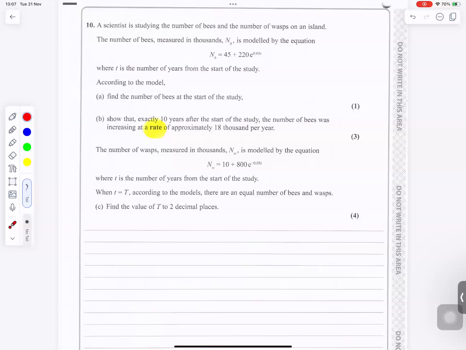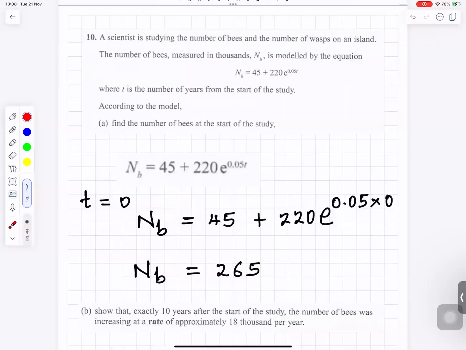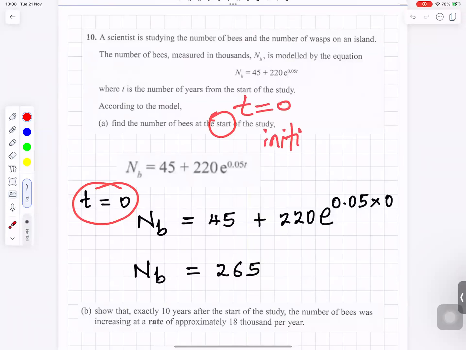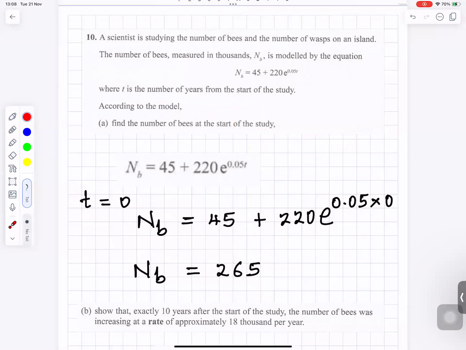So question number 10, find the number of bees at the start of the study. So at the start, t equals 0. Whenever I say start, put t equals 0. Sometimes they might say initial. So put t, time, as 0 in there. It will be e to the power 0, which will be 1. So you have 220 plus 45. It gives you 265.